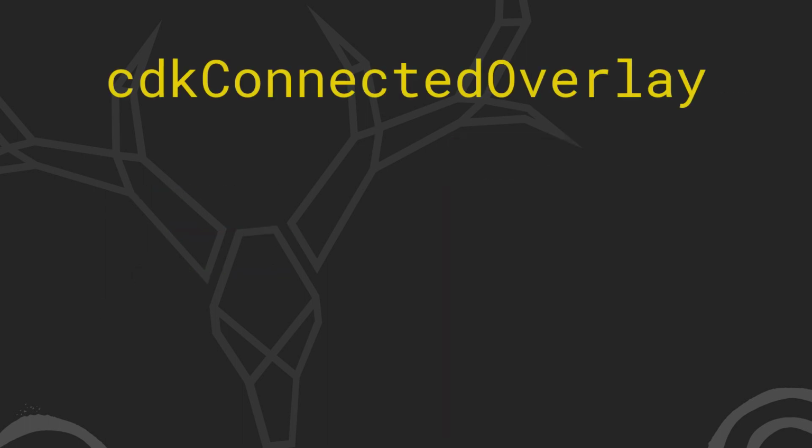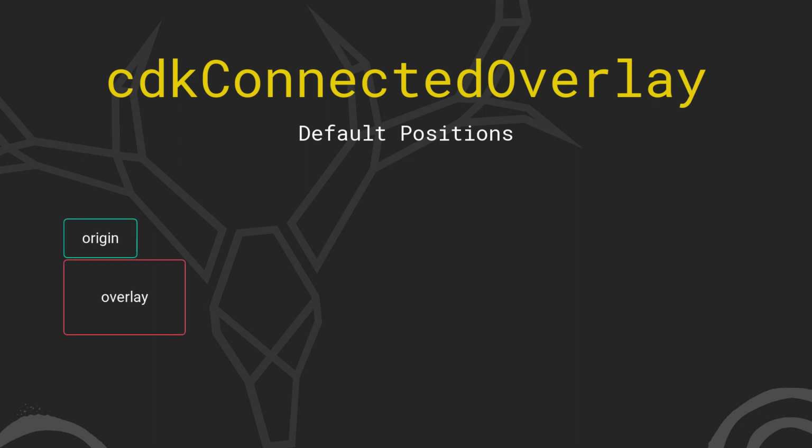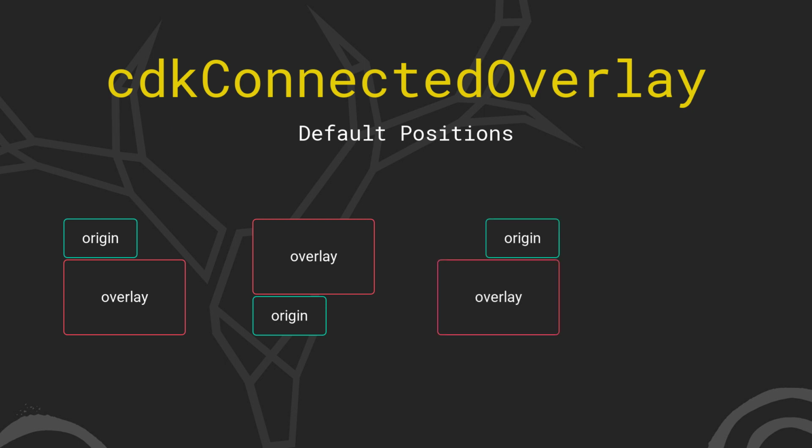It's important to note that when using the CDK Connected Overlay directive, like we will in this video, there are 4 default positions provided that mimic a standard dropdown. From the left downward, from the left upward, from the right downward, and from the right upward. So if you don't need anything different, you won't need to provide any positions yourself.